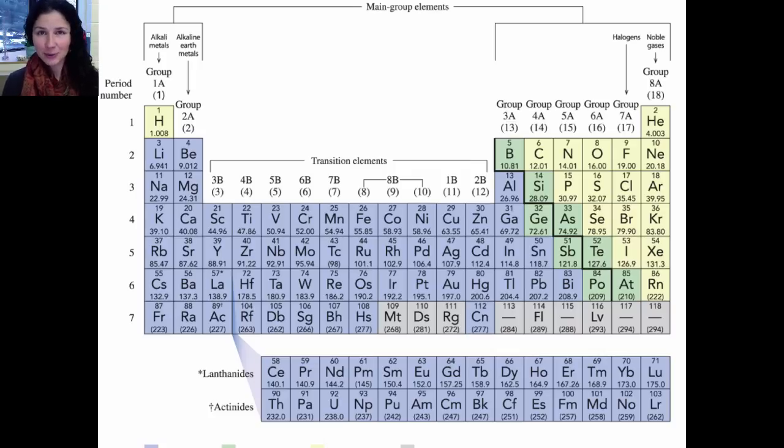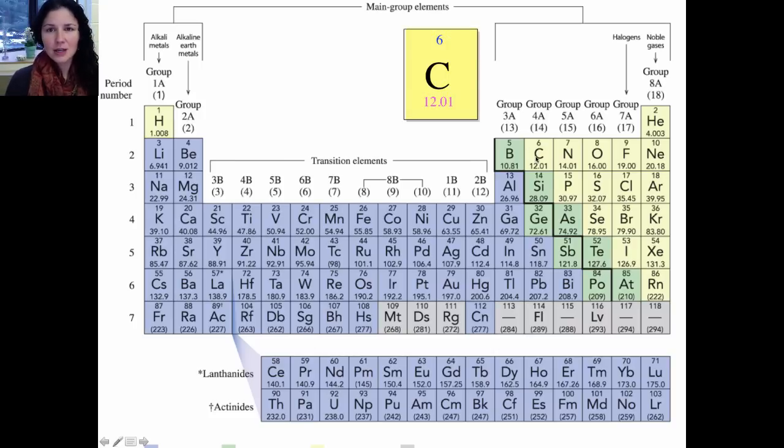Here's your periodic table. And notice that each one of the element symbols is accompanied by two different numbers. Let's zoom in on the carbon symbol. So here we have the symbol for carbon, C, and we have two numbers. The number 6 up here is the atomic number, and the number here, 12.1, is the average mass of a carbon atom.